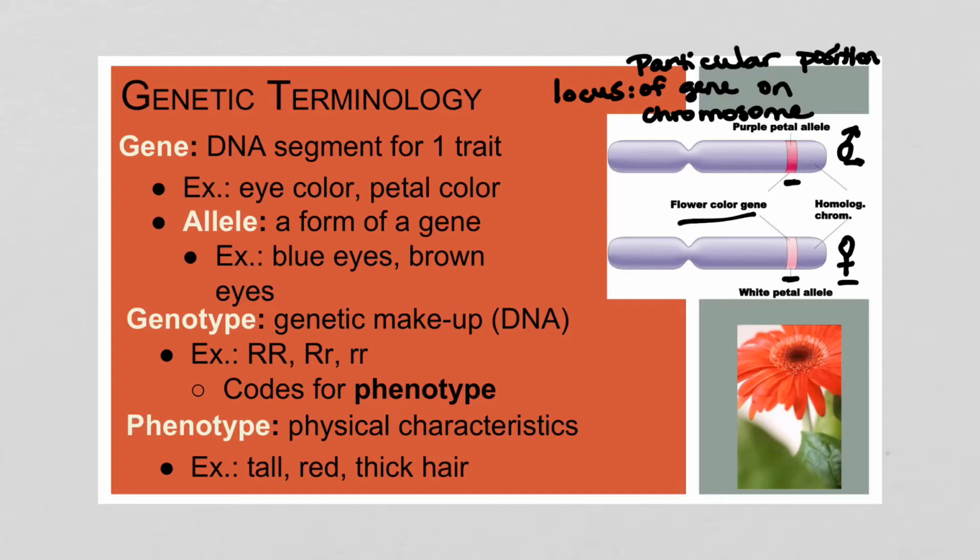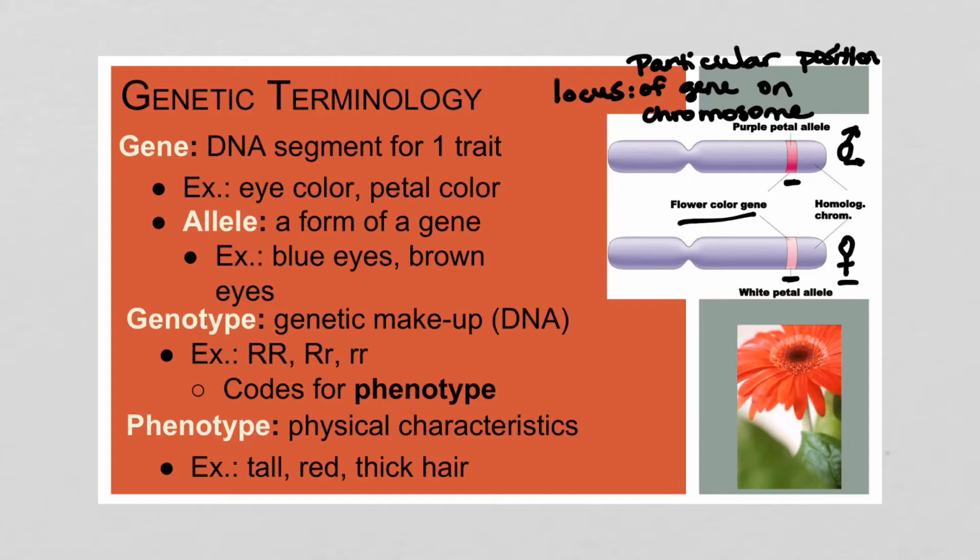Okay, so next is genotype. Genotype refers to the genetic makeup. So what specific combination of alleles does an individual have? That's their genotype. Genotype codes for phenotype. Phenotype, you can remember the PH at the beginning of phenotype, phenotype physical. So the phenotype is associated with the physical characteristics.